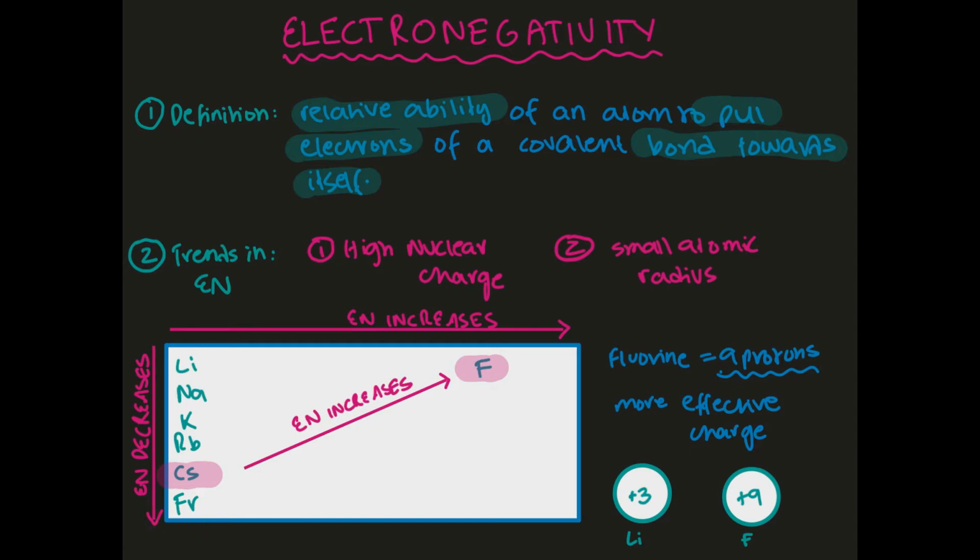So over here, let's compare lithium and fluorine, which are both in period 2. So in this case, lithium has 3 protons and fluorine has 9 protons. So you can see that the overall nuclear charge on fluorine is going to be more. So if the charge on your nucleus is more, it's going to be able to pull more electrons towards itself because positive charge attracts negative charge.